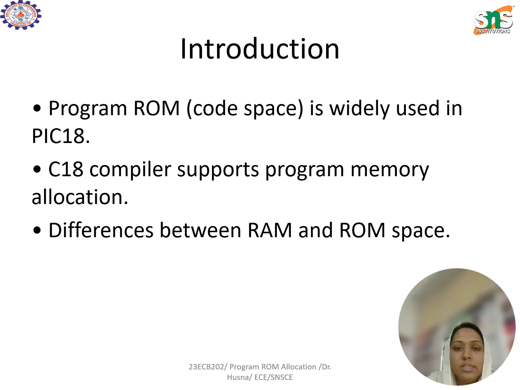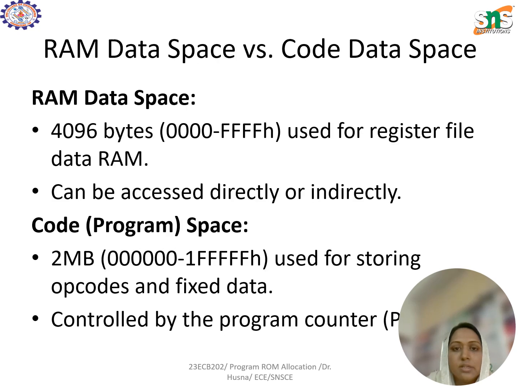Now we'll discuss program space, the code space and the data memory space, what the compilers do, and the difference between the RAM and the ROM space. Why is the difference between the RAM data space and the code space important? For any program, the RAM data space is 4096 bytes, from 0 to FFH, using the data RAM registers, and it can be accessed directly or indirectly.